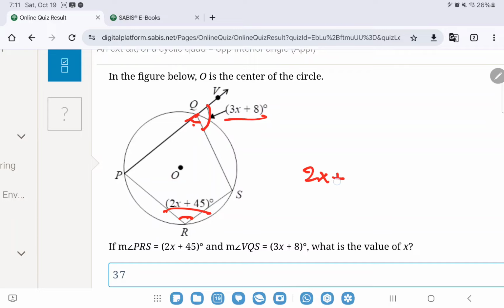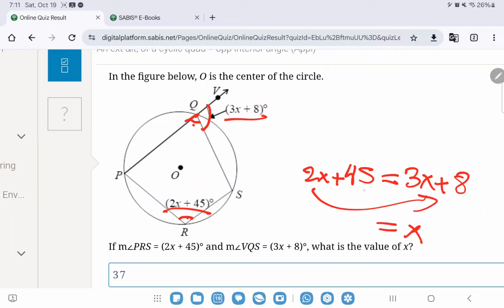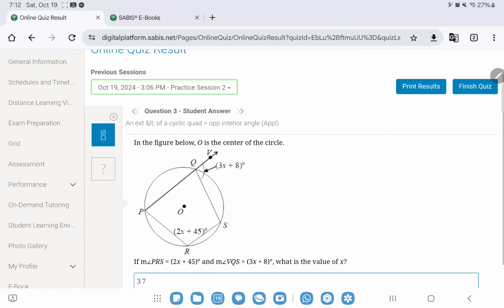So 2x plus 45 equals 3x plus 8. We're going to move the 2x to the other side. You're going to get x equals 37. And that's it. That's how you get this answer. x equals 37, as we can see. Now, let's move on to the next question.